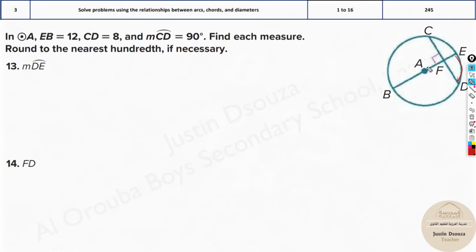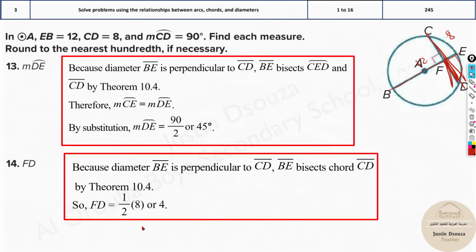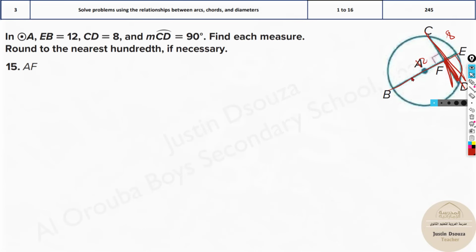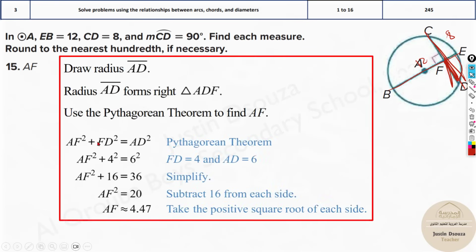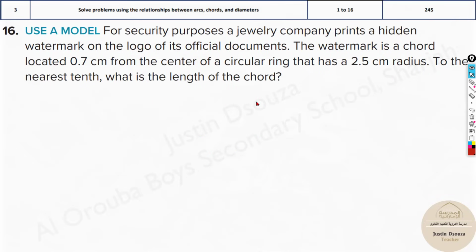And what is FD? FD is this length, see this one. Now, what do we know? We know EB value, the diameter is 12. We know CD, the entire CD is 8. And we want FD, which is half of it. So just do half of 8, that will be 4 here. And AF, now AF is this, we can just do the similar method we did a while ago, the Pythagoras theorem method, and solve it up. So that's how we solve these.